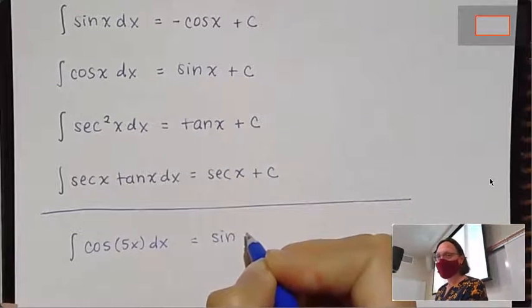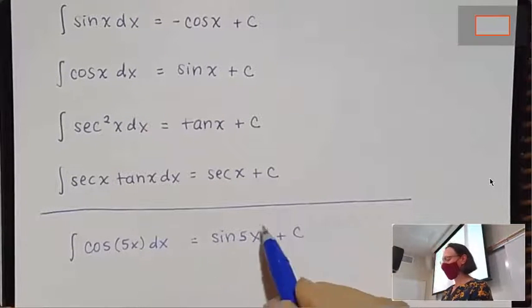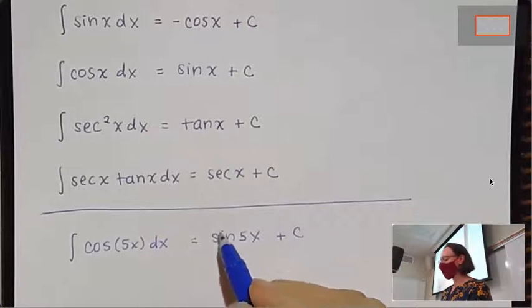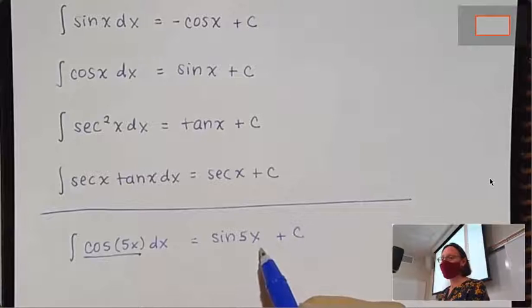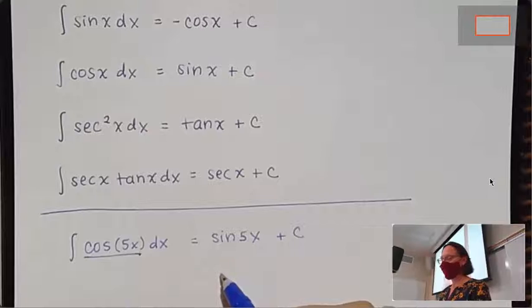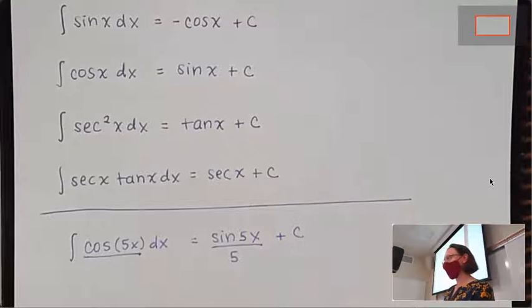Calculus can never change the argument, so I'm still going to have a 5x inside. But if this were the right answer, then when I took the derivative, I should get this back, and we don't. Because the derivative of sine of 5x would be cosine of 5x times 5. So we fix that when we take the antiderivative by dividing by the constant. When we were taking derivatives of the trig functions, we end up multiplying by that constant because of the chain rule. And when we're taking antiderivatives, we end up dividing by the constant to undo that chain rule factor.